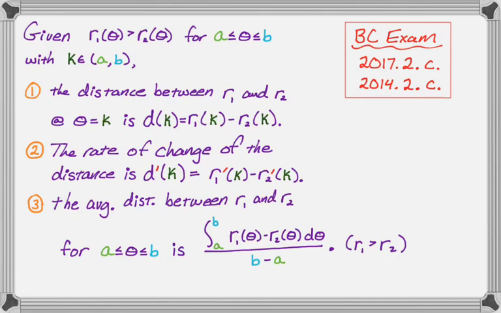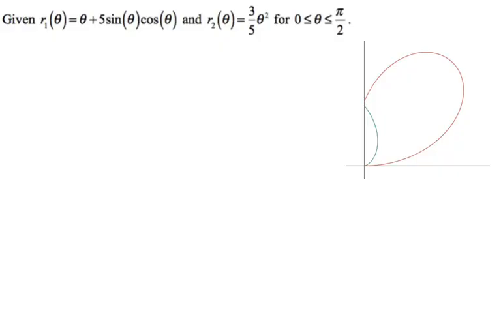I'm not really sure how many other problems it's been on, but it gave my students some trouble, so I thought I should make a video to explain it in a little more depth. So now what we're going to do is a couple of problems related to this. So we're given r1 is theta plus 5 sine theta cosine theta, and r2 is 3/5 theta squared. And then theta is between 0 and pi over 2.